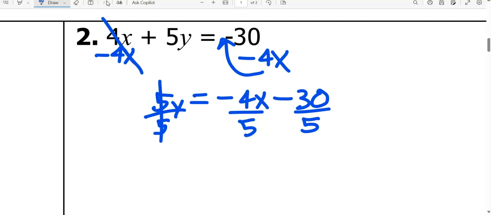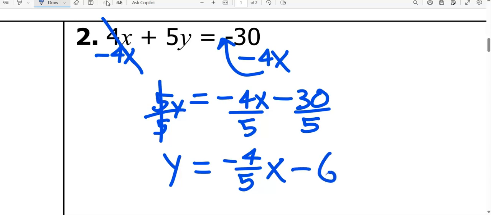Yes, so check it out. We're left with y equals, that's what I wanted, negative 4 over 5. I'm going to leave it as a fraction because isn't slope supposed to be rise over run? Leave it as a fraction. And what's negative 30 divided by 5? You can Desmos it if you want to, but you want to reduce that. And negative 30 divided by 5 is negative 6, so minus 6.